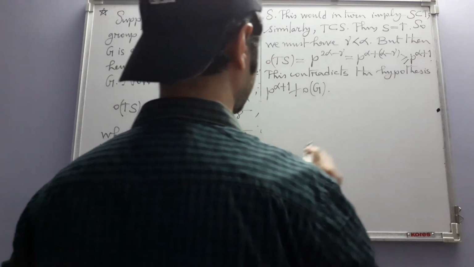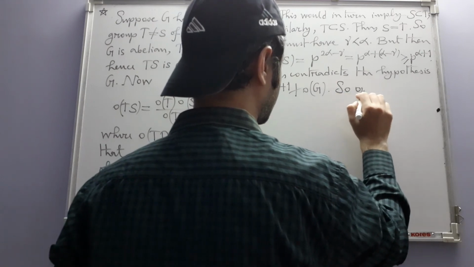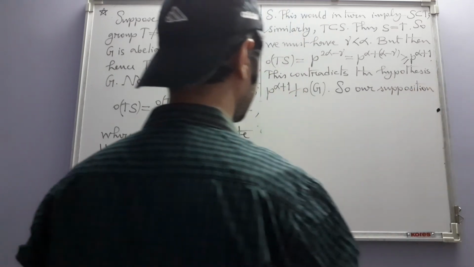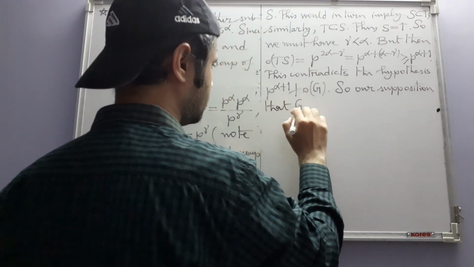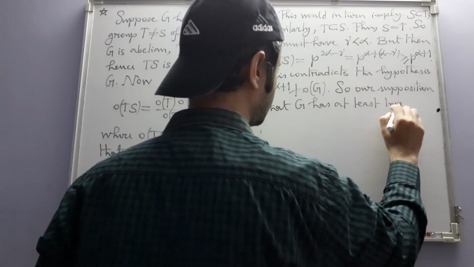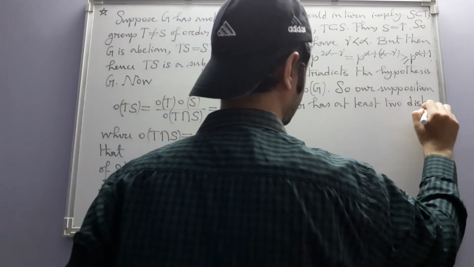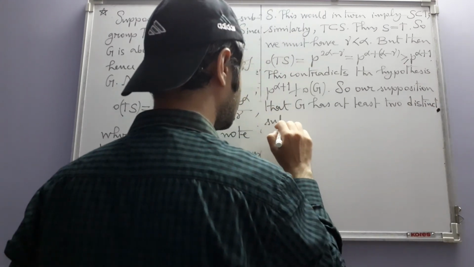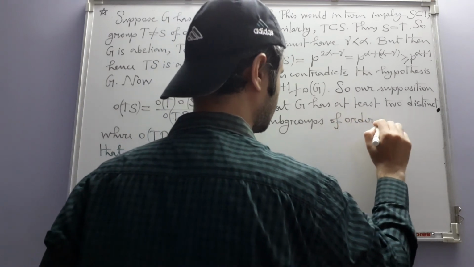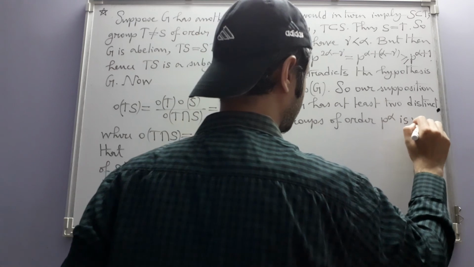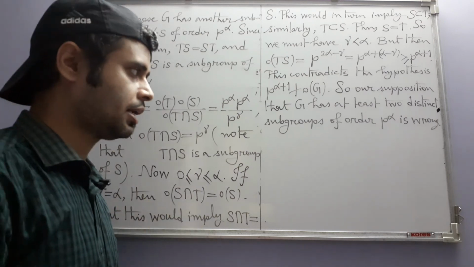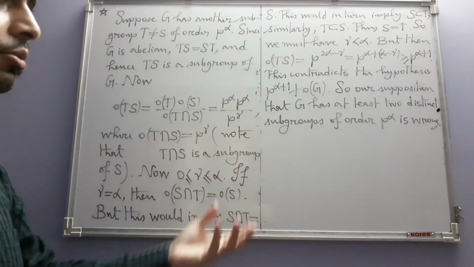So it has to divide order of G, which is a direct contradiction. So that's why this supposition is wrong. So our supposition that G has at least two distinct subgroups of order p to the power alpha is wrong. So the subgroup of order p to the power alpha, whose existence is guaranteed by application 2, is also unique.